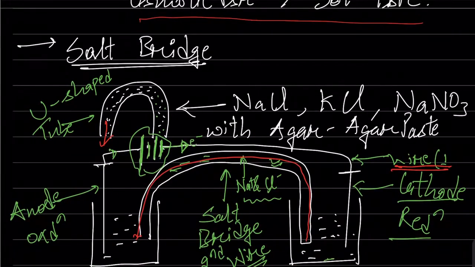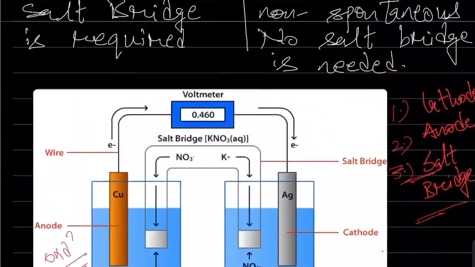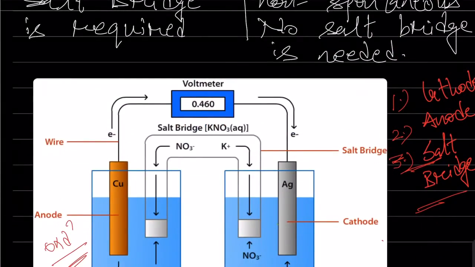Now we have discussed the cathode, we have discussed the anode. Now we will discuss the salt bridge. What is the salt bridge? Let us again go to the figure and then we will see. Look, this is the salt bridge. The salt bridge contains K positive, NO3 negative, that is KNO3, potassium nitrate, isn't it?